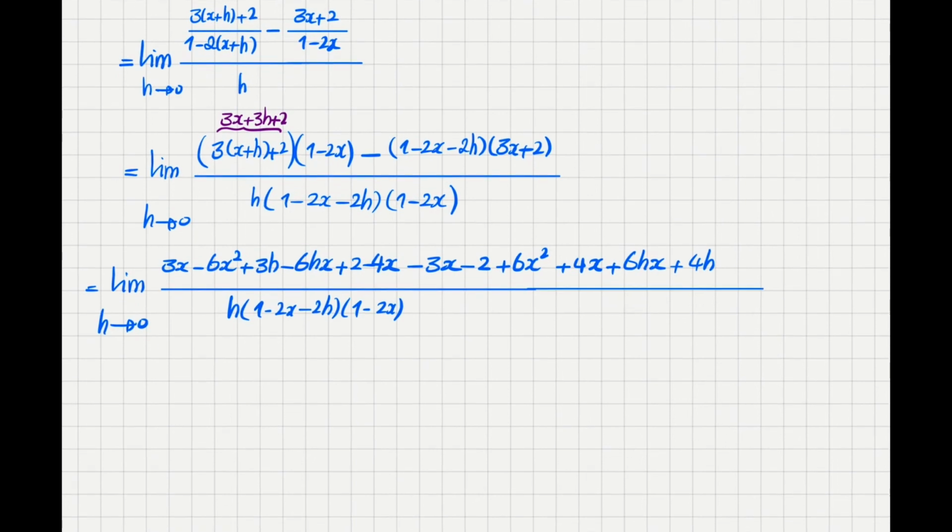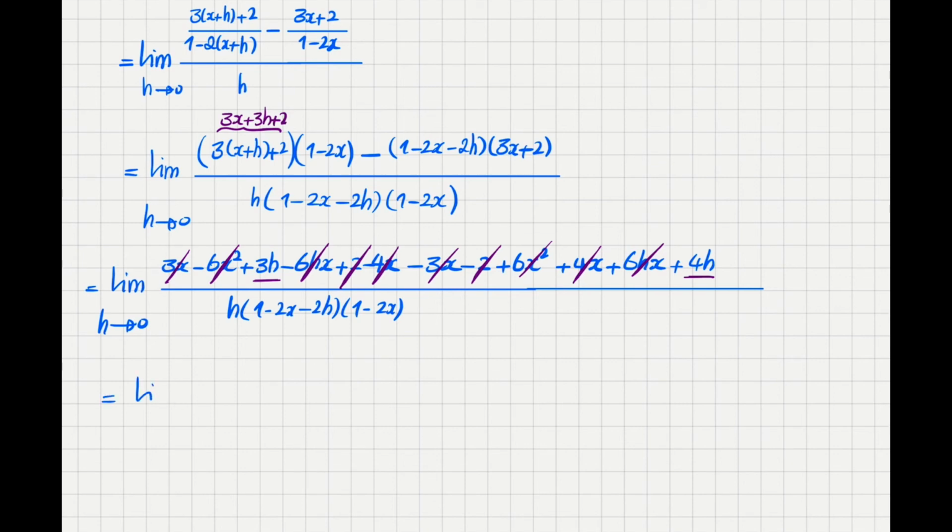So let me try to simplify this expression as much as possible. For example, you immediately realize that this negative 3x and this positive 3x are gone. Positive 6hx and negative 6hx are gone. Positive 6h squared, negative 6h squared are also gone. Good. 4x, negative 4x are gone. And then what is left for me? Negative 2 and positive 2 are also gone. So what is left for me is 3h here and 4h here. So if I add them, it becomes 7h.